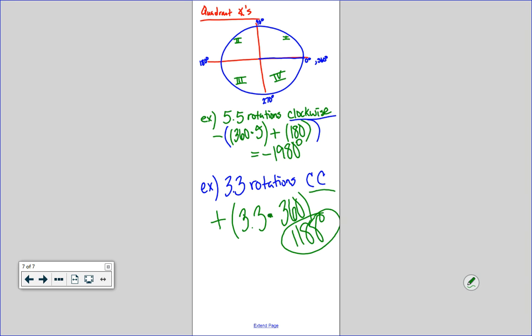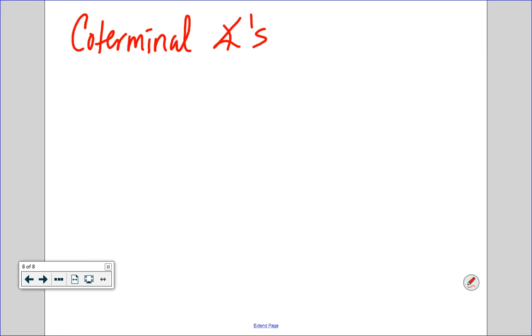All right. We have two quick concepts left and we'll be done. First one: coterminal angles.